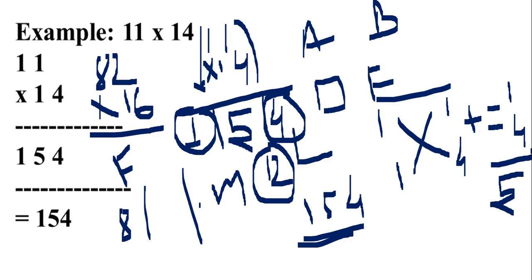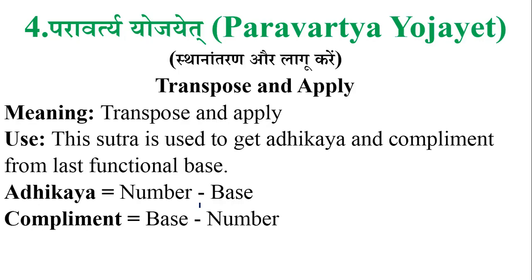Okay, now I will move to the next formula, and that is Paravartya Yojayet. In English it is transpose and apply. Meaning is very simple. Now let me tell you where to use this formula. This sutra is used to get adhikya and complement. This is E, not I here. I have mentioned it with a wrong spelling.